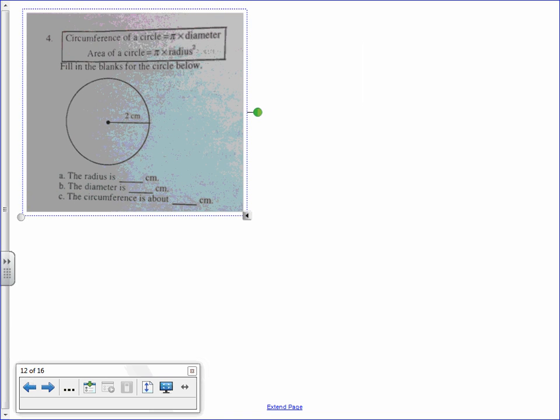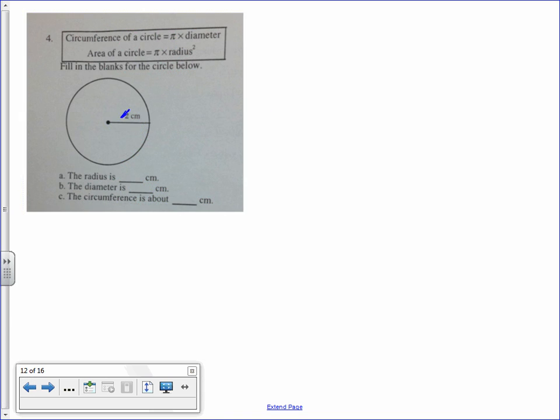In your practice, I told you to change this 2 to a 3. The radius is 3. The diameter is 6, because the diameter is this whole distance, which would be 3 plus 3. The circumference. When finding circumference, I have to look at this formula here. This little pi symbol equals 3.14. I have to multiply it by my diameter, which is 6.